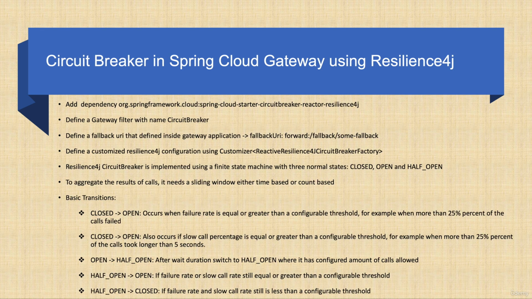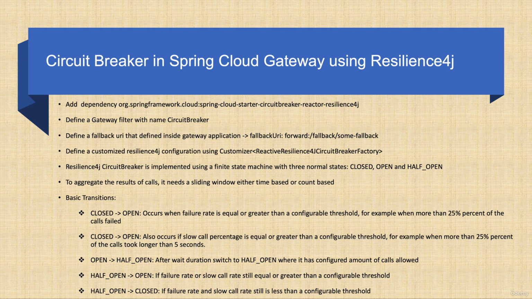We will also apply a circuit breaker for our services using Spring Cloud Gateway. We will add the Spring Cloud Starter Circuit Breaker Reactor Resilience4J dependency, so that we will use the Resilience4J implementation for our circuit breaker. We will then define a filter named circuit breaker and define a fallback URI for each service. We will also customize the Resilience4J configuration using a configuration class. The Resilience4J circuit breaker is implemented using a finite state machine with 3 normal states: closed, open, and half open. To aggregate the results of calls, it uses a sliding window, either time-based or count-based.